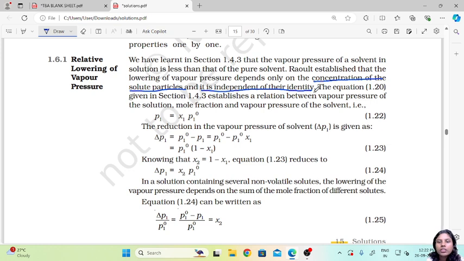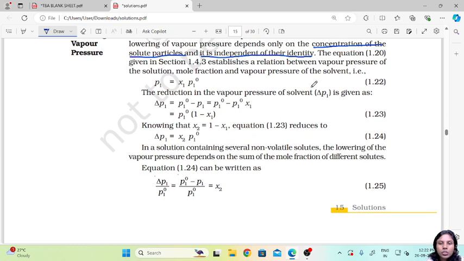The equation given in section 1.4.3 establishes a relation between the vapor pressure of the solution and the mole fraction and vapor pressure of the solvent. This we have seen in Raoult's law: P1 equals X1 P1 naught, where X1 is the mole fraction. Now the reduction in the vapor pressure of the solvent, that is delta P1, can be given as delta P1 equals P1 naught minus P1.